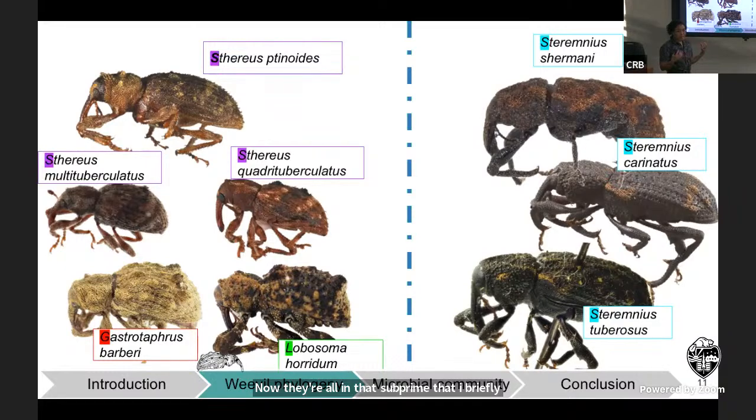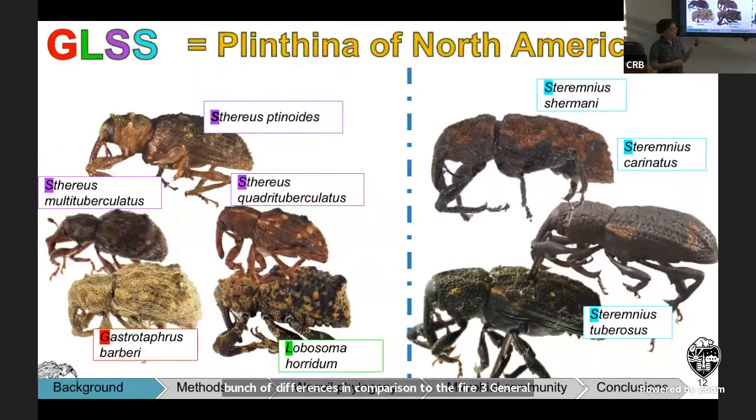Sometimes they get lumped together, even though, as I'll talk about soon, Stromnius has a bunch of differences in comparison to the prior three genera. But because I'm going to be talking about all of them and asking questions about all of them, I will just shorten it to GLSS. So every time I say GLSS, know that I actually mean weevils that are considered Plynthina in North America.